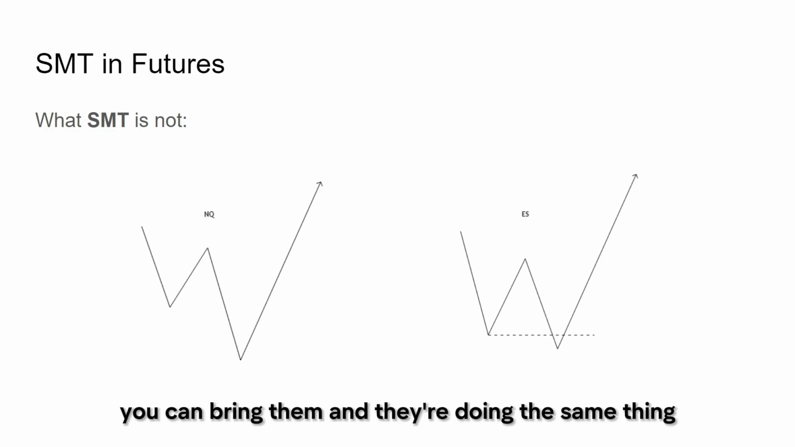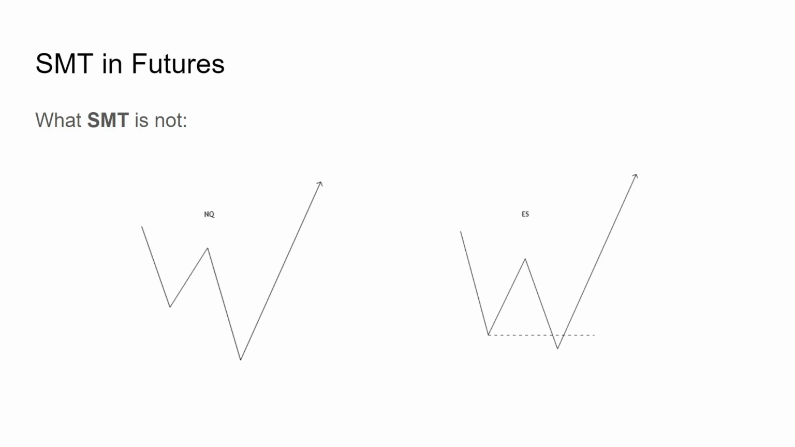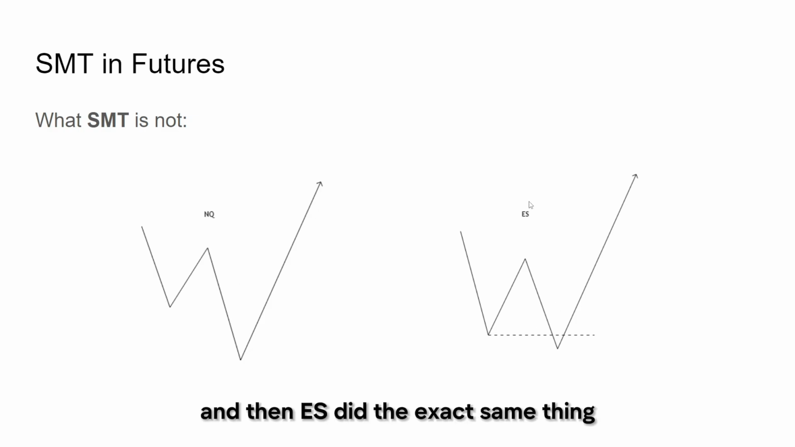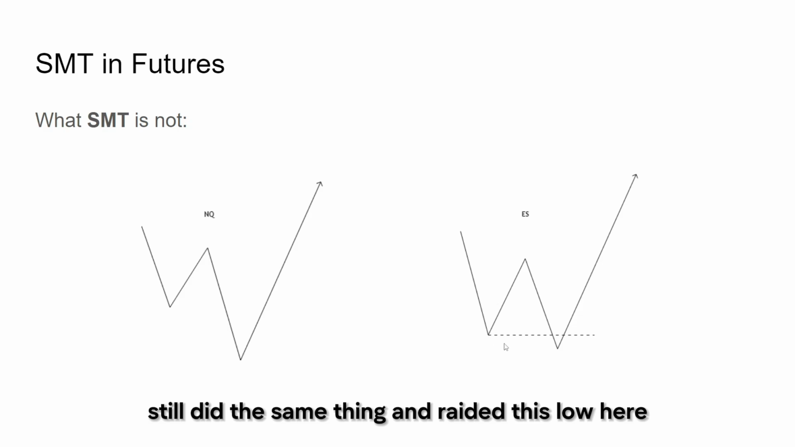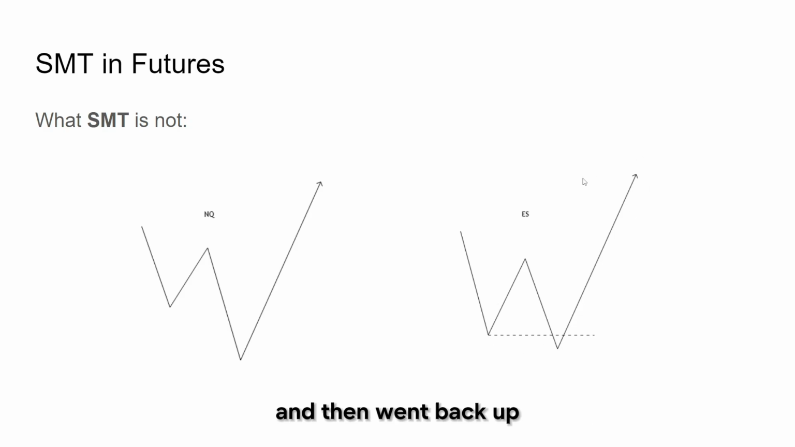Here, as you can see, we have this low that NQ raided and then it's going higher. And then ES did the exact same thing. Sometimes NQ goes lower, sometimes NQ doesn't go as low. But ES still did the same thing and raided this low here and then went back up.